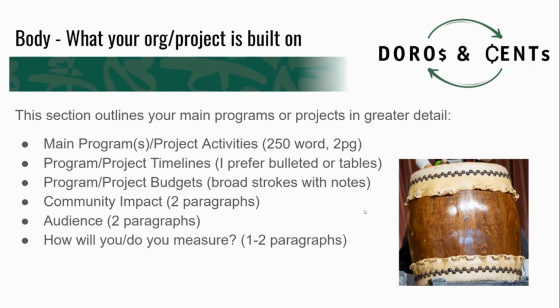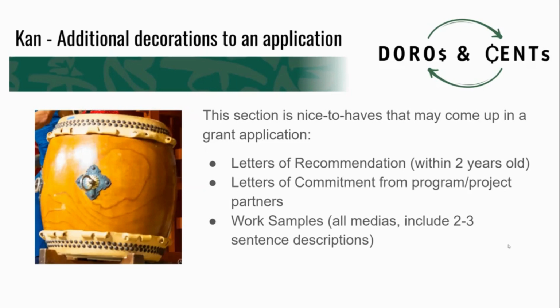So the final section of the toolbox is the con. These are what I call the nice to haves. So you don't need to have these for every application necessarily, but man, does it save you a lot of time if you already have them saved in a file somewhere.